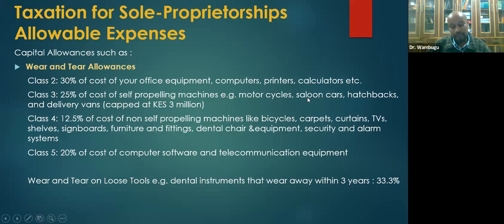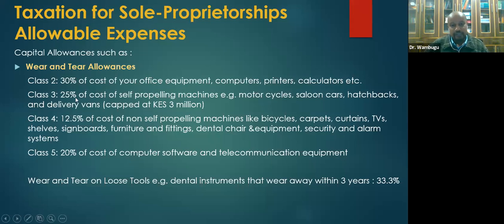So for that front office equipment, you are allowed to get 30% of the cost. For example, if the cost of your front office equipment is 100,000, in the first year you can take 30% of that 100,000, which is 30,000, and write that off from your income before you pay taxes, and that is perfectly legal. It is done on what we call a reducing balance method. So in the second year, it would be 30% of the 70,000 that has remained. You do that until you get to 0.